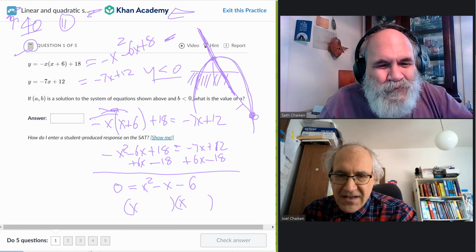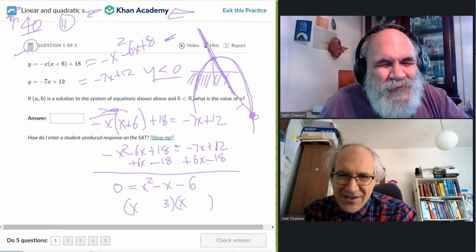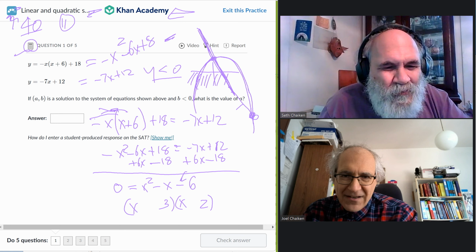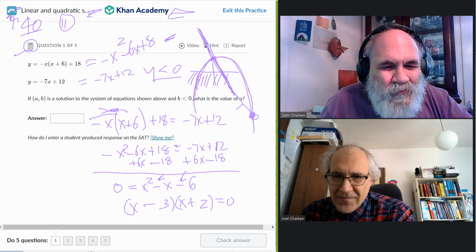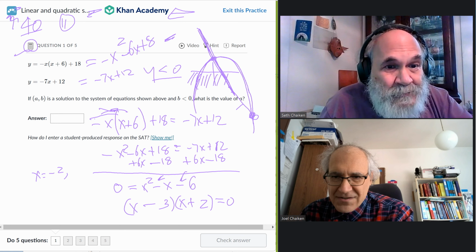x and x. 6. Isn't this a 3 and 2? 3 and a 2, right? And this is a negative sign, which means they're opposite. So the negative sign is the bigger one. So then you go like this. So x is negative 2, and x is 3.